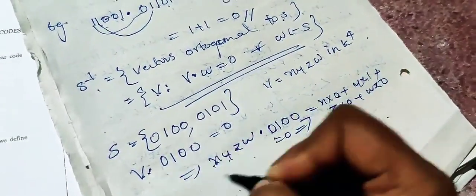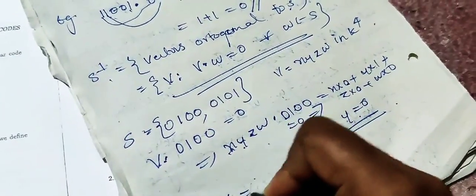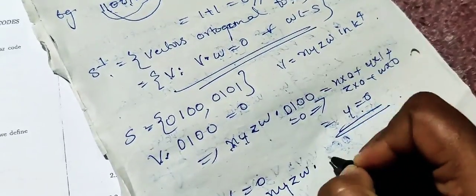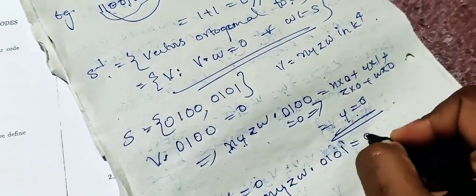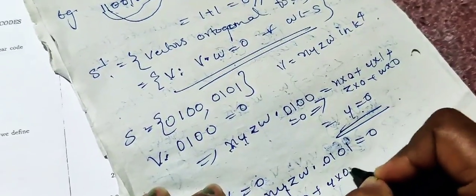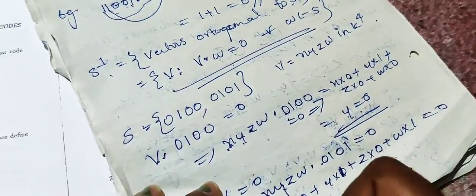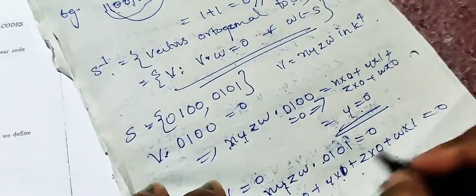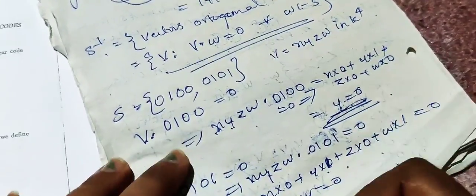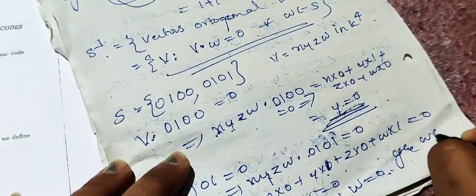And V dot 0101 equal to 0 implies x, y, z, w dot 0, 1, 0, 1 is equal to 0. That implies x into 0 plus y into 1 plus z into 0 plus w into 1 is equal to 0. That is y plus w equal to 0. Given y is equal to 0, y equal to 0 implies w is equal to 0. So y and w are 0.